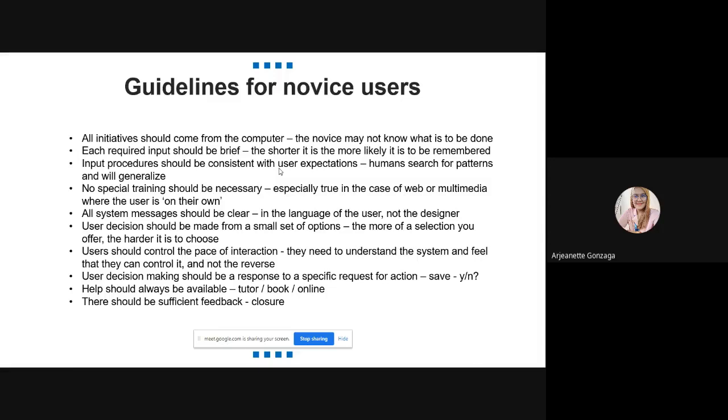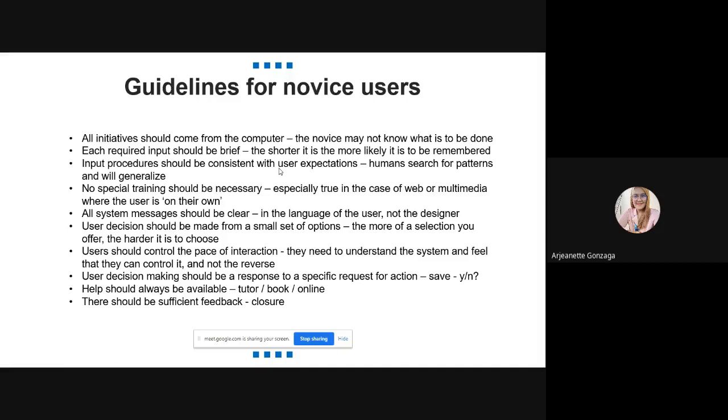So, guidelines for novice users. All initiatives should come from the computer. So, yung novice may not know what is to be done. Hindi niya alam kung ano yung dapat niyang gagawin. Each required input should be brief. Dapat maigsi lang lahat kasi hindi niya masyadong matandaan lahat. Input procedure should be consistent with user expectation.